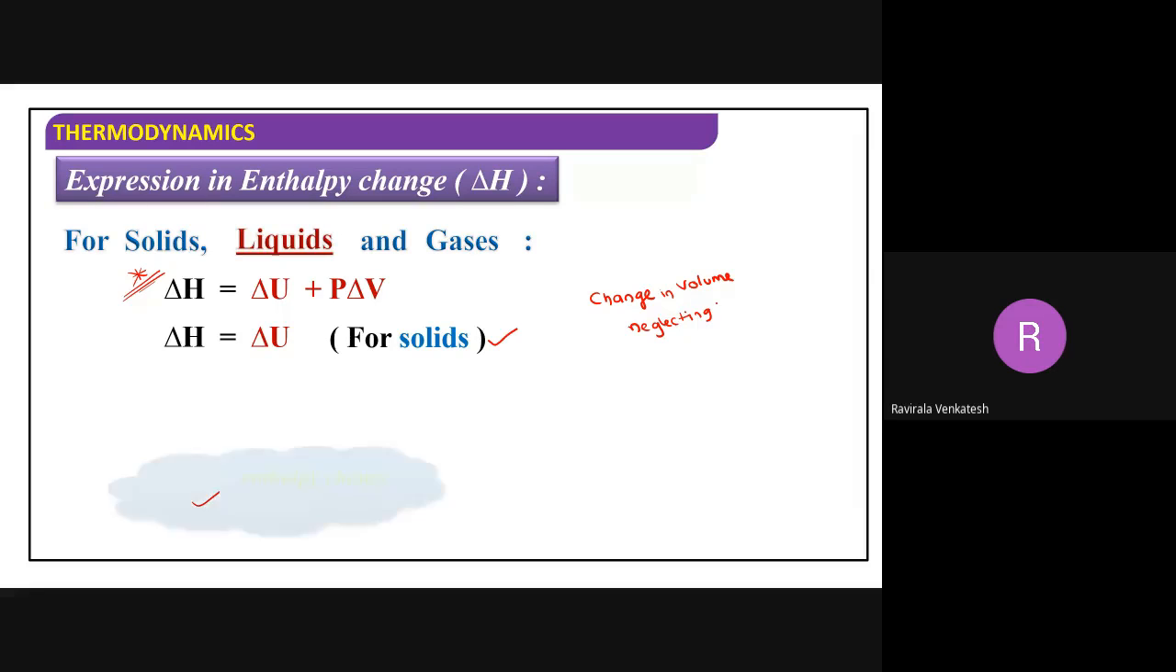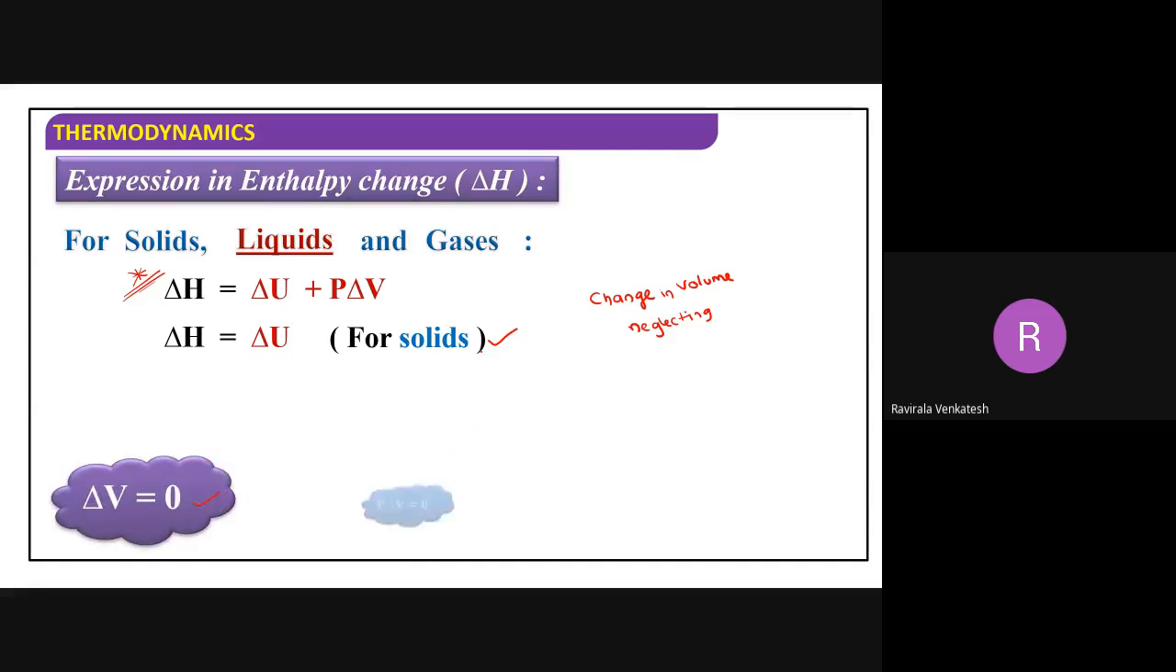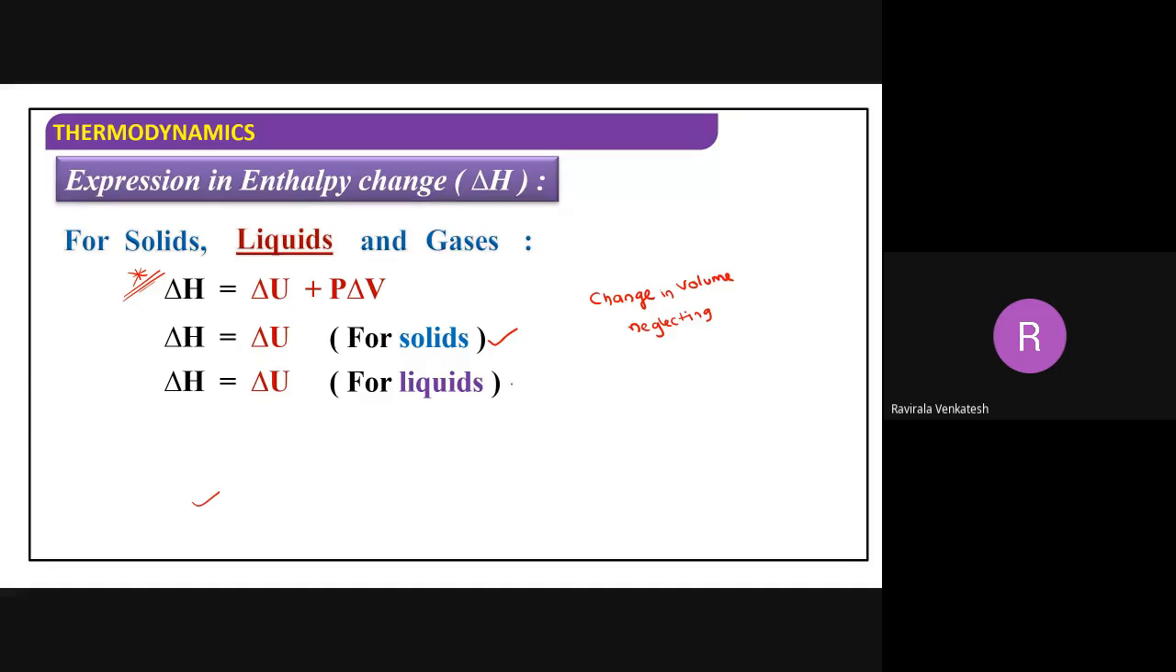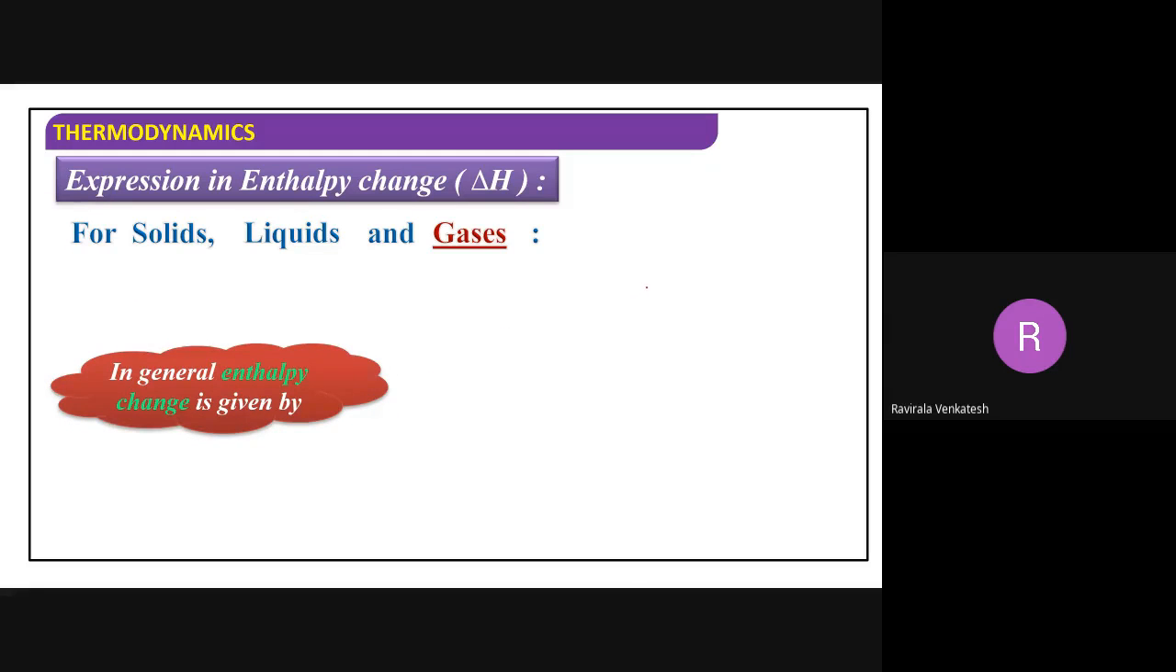Next, liquids. For liquids, there is a negligible change in volume at constant pressure. Same thing we are observing for liquids also. The change in the volume is negligible, so again delta V is equal to 0 and P delta V is equal to 0. For liquids also, delta H is equal to delta U. And finally, for gas molecules, generally the change in the volume cannot be neglected.